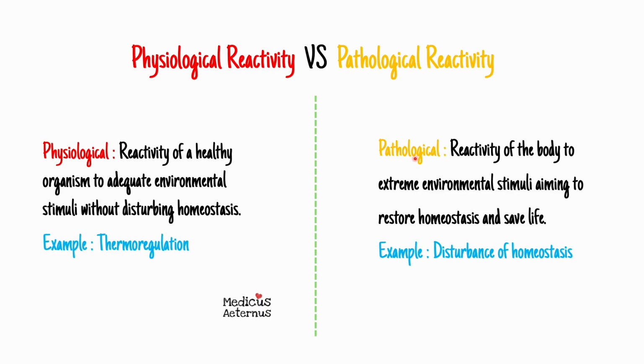But the pathological reactivity is the reactivity of the body to extreme environmental stimuli, aiming to restore homeostasis and save life. For example, here the disturbance of homeostasis: an increase or decrease of blood pressure, an increase or decrease of glucose level. In this case, the body will try to regain its normal values, its normal levels. But if the stimulus is very extreme, the body will find it difficult to return to normal, and in this case the reactivity will be pathological.